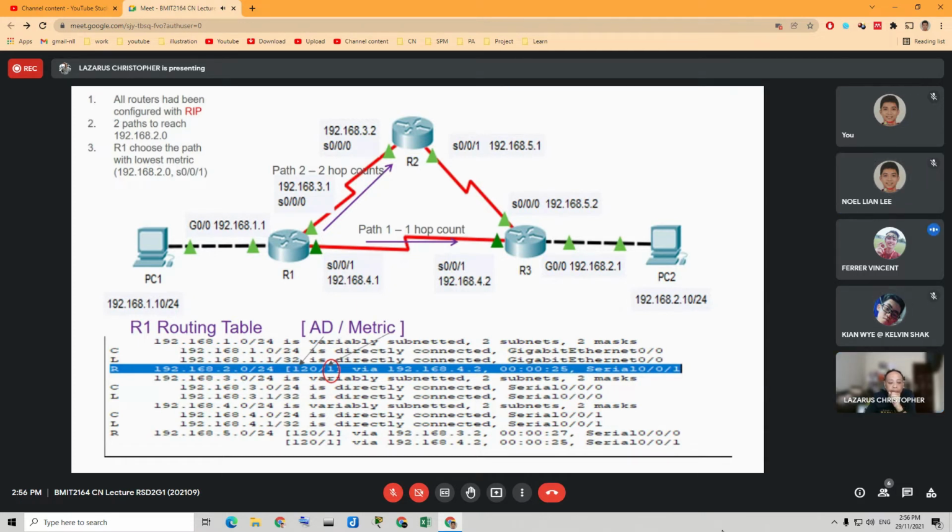Okay. So you can see in your routing table, it says here 192.168.2.0 via 192.168.4.2, here via serial, one hop count.